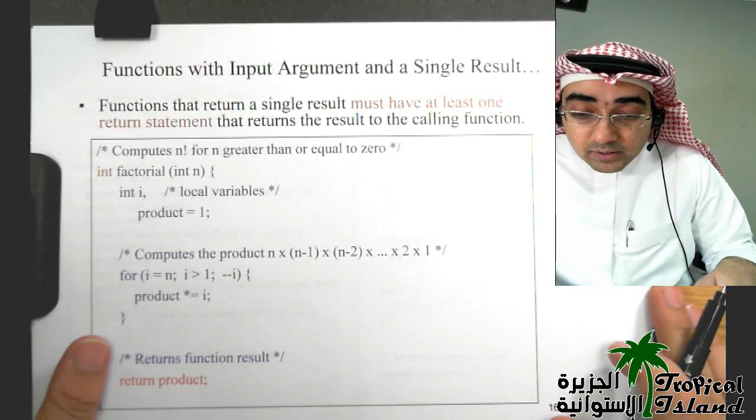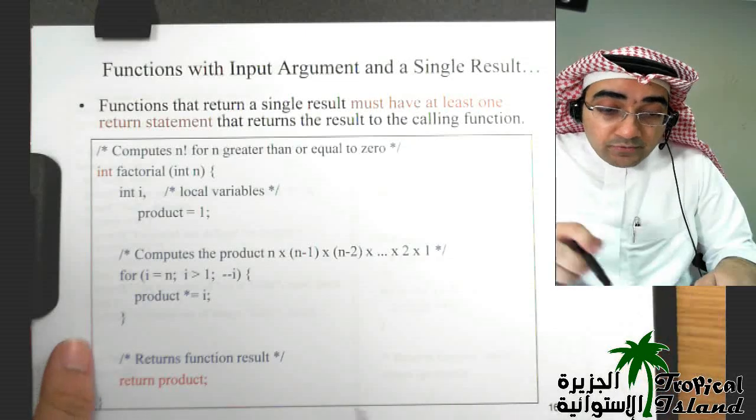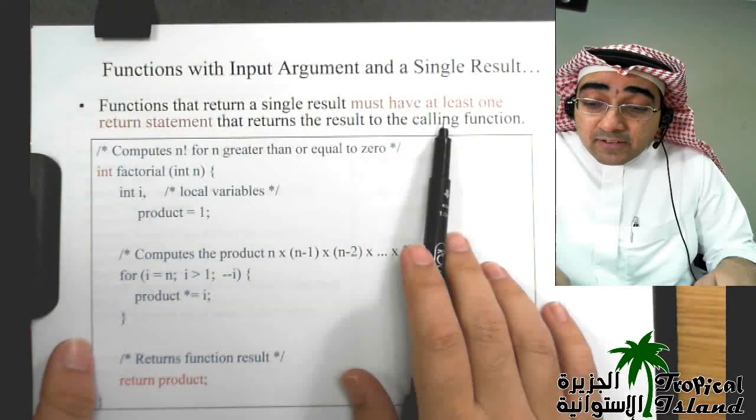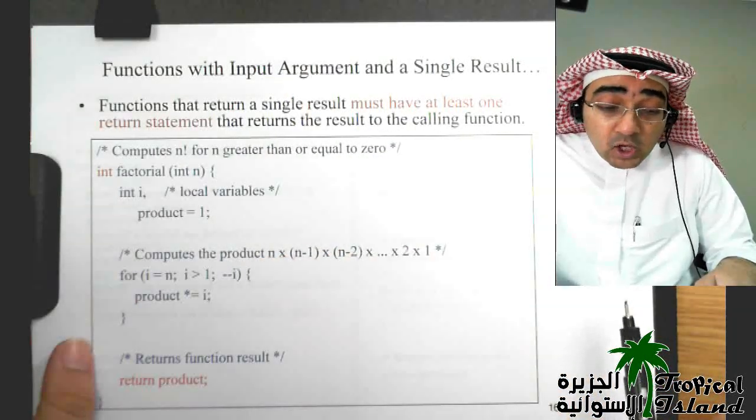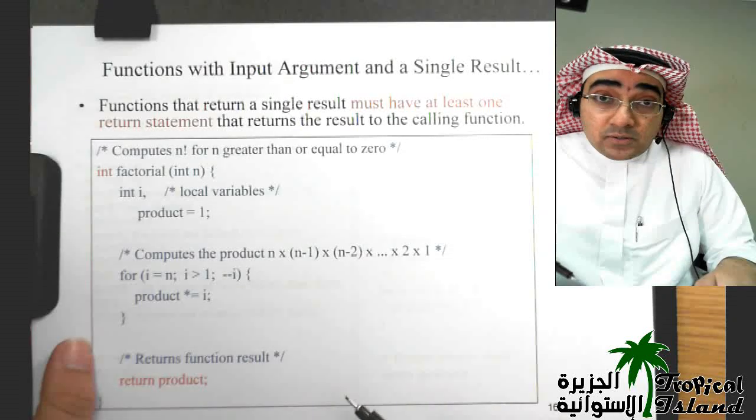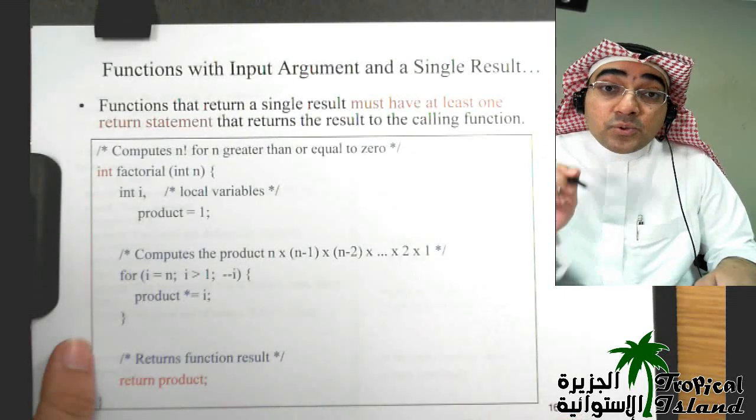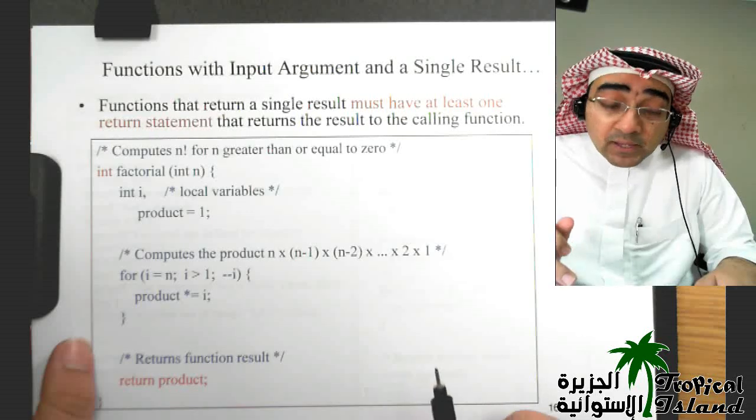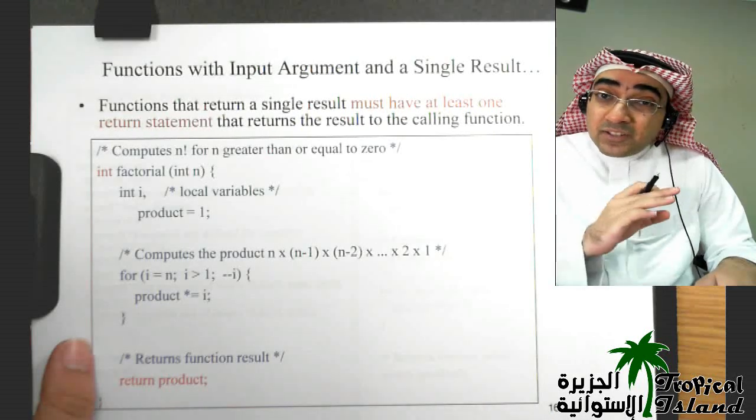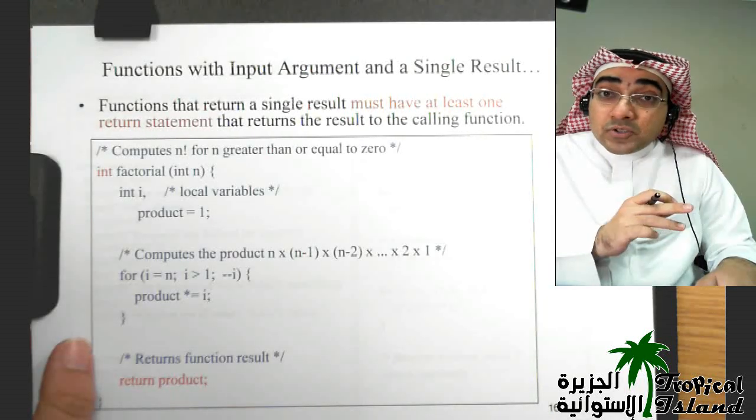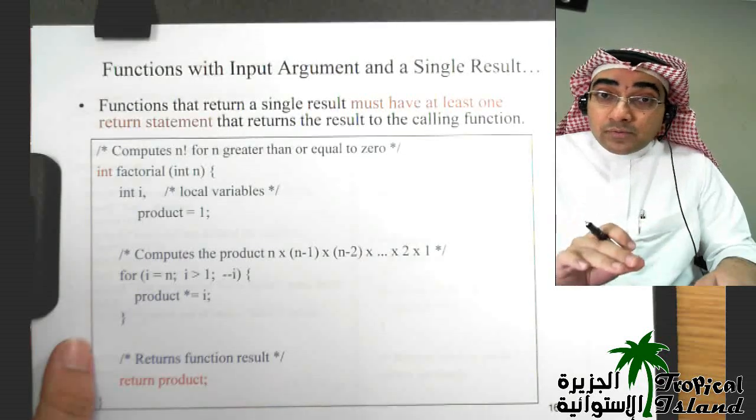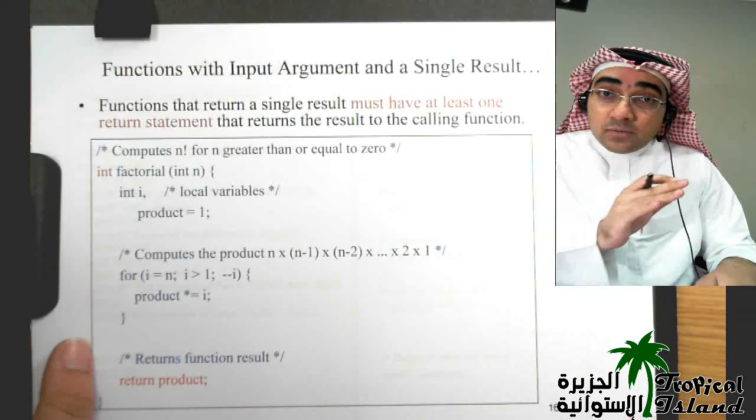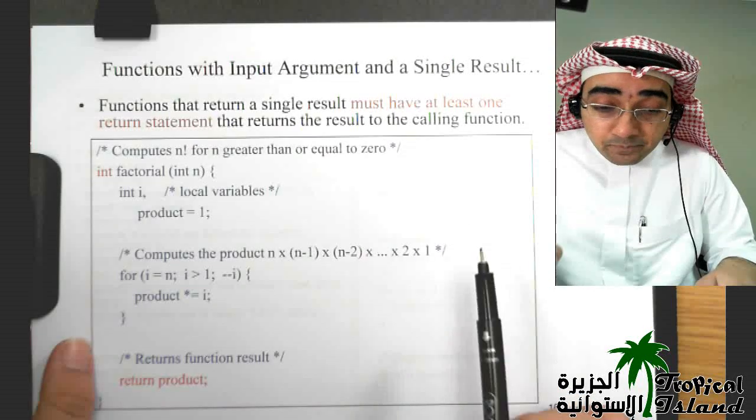Now we have functions with input arguments and single results. So functions that return a single result must have at least one return statement. Okay, so any function that returns a value has to have at least one return statement, and as soon as you hit the return statement, your function is going to stop. You're going to go back to the function that called you. Okay, don't continue after the return. Once you hit the return, that's it, go back to the function that called you.